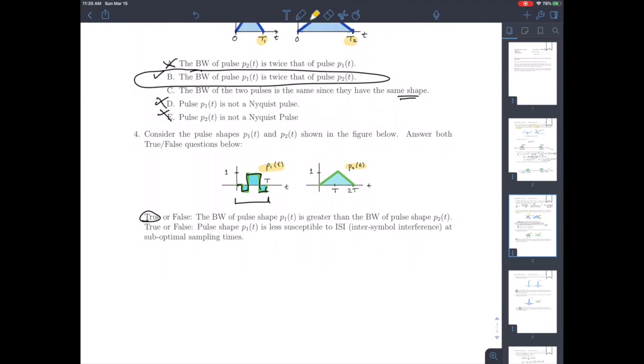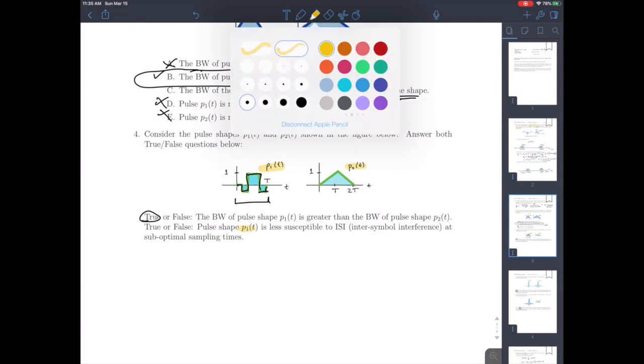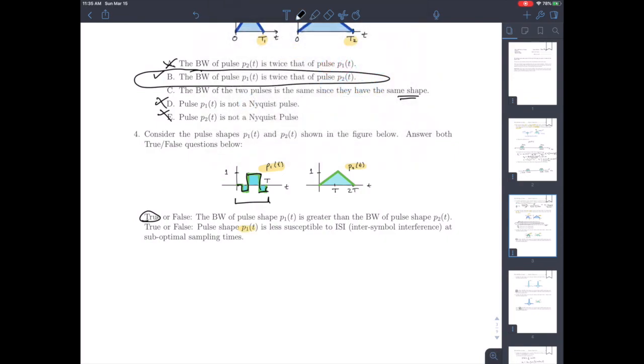Next, we're considering the intersymbol interference. So looking at shape P1, one thing we notice is that over this interval, the center of the pulse, that's where you downsample, right? It's got a whole interval for downsampling, and the pulse doesn't extend over into other symbol intervals. So this would be pretty immune to intersymbol interference. Okay, so P1 wins.